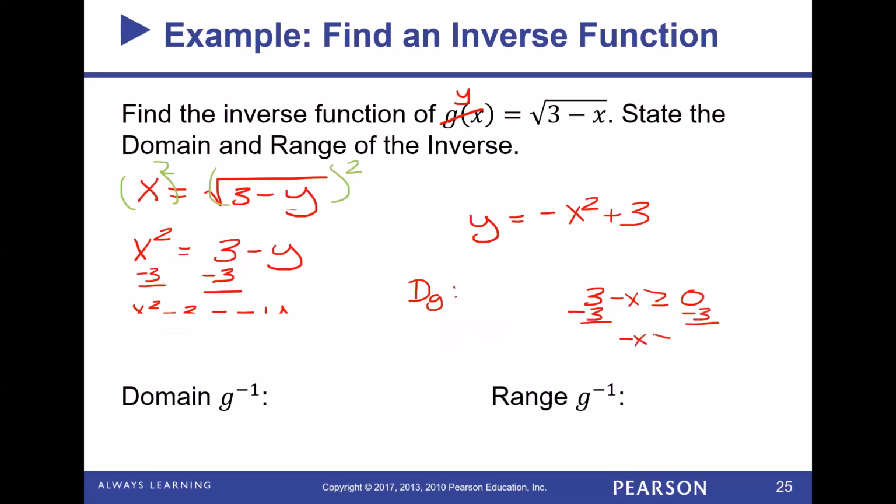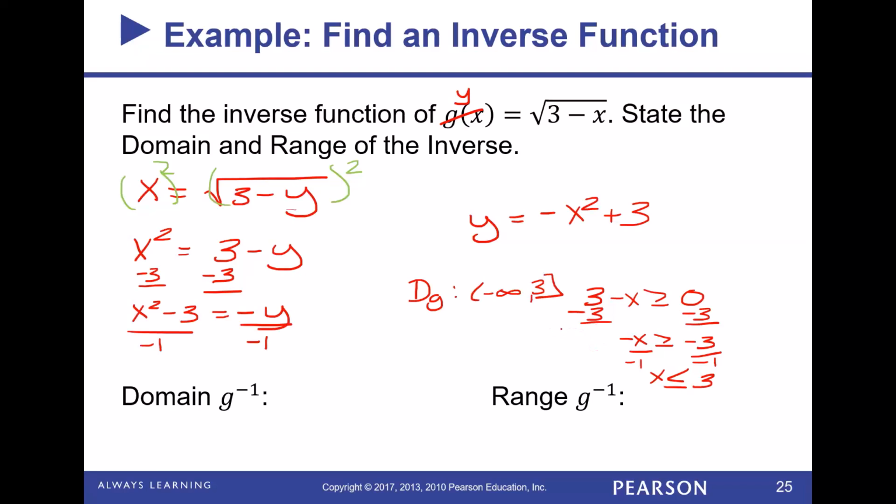I'm going to get negative x is greater than or equal to -3. I'm going to divide by -1, and I have to remind myself anytime I have inequalities, that greater than or equal to symbol, and I divide by a negative or multiply, that inequality sign switches places, which means that my domain here is basically x is less than or equal to 3, meaning it should go from -infinity to 3.